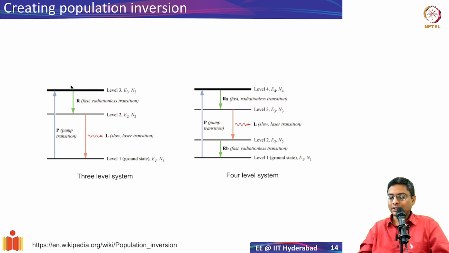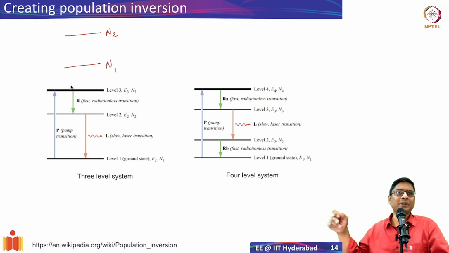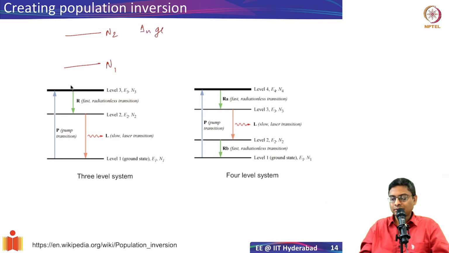So for example, here we talked about the two-level system, let's say N1 and N2. And we said that there is a Boltzmann distribution that is always there. So N2 by N1 equals exponential of minus (E2 minus E1) by kT, right? So in general, N2 is less than N1, so absorption is dominant.